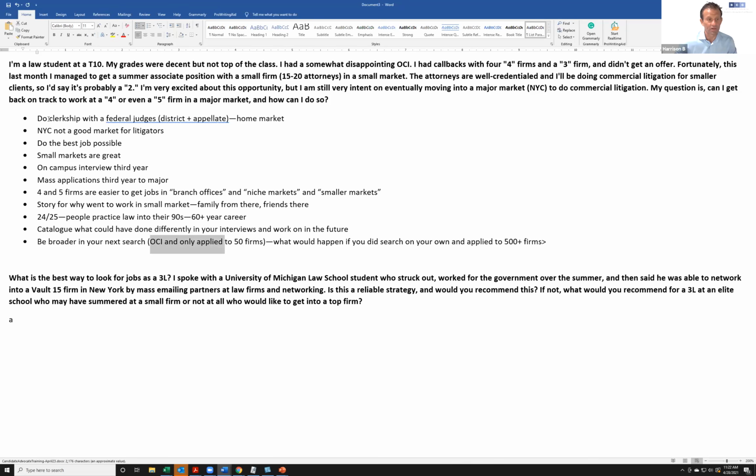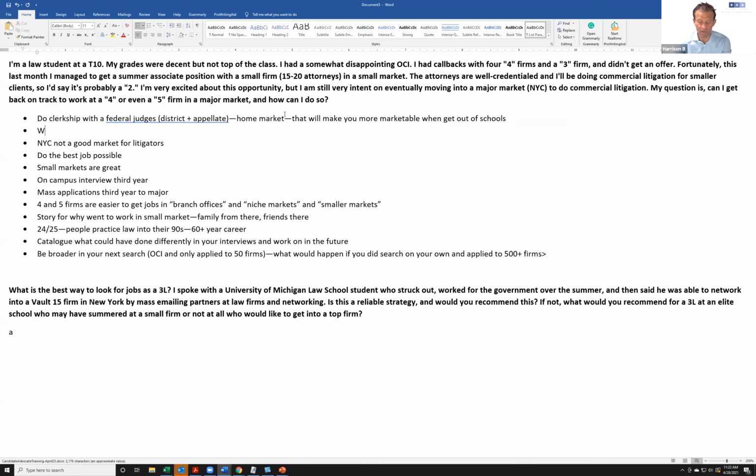If you're a clerk and you get a clerkship, that will make you more marketable. 3L is actually when you get out of school. Other things you could also try, I don't know if you're on law review, some schools let you write on to law review. If you get on law review, it's going to be a huge help. Those are just a few of the things you can do, and that's how I'd recommend it.